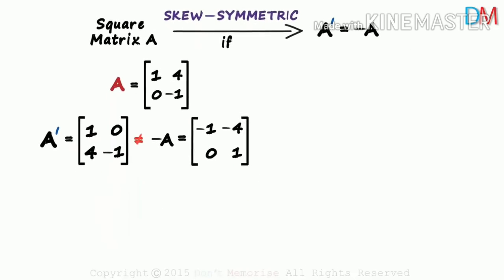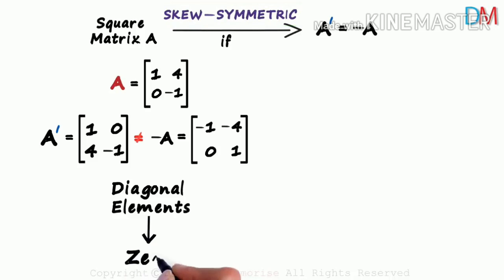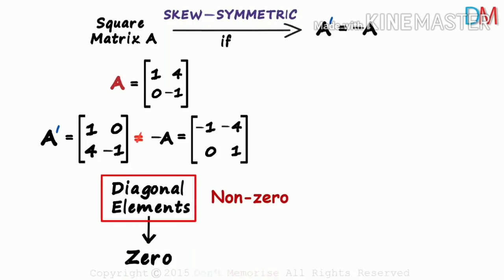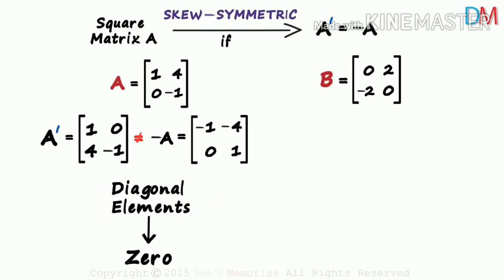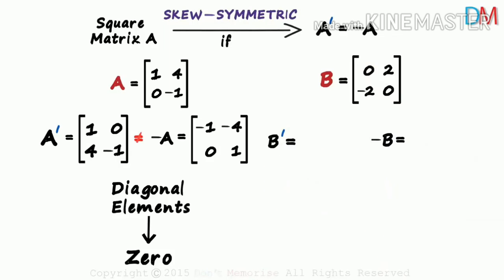Let's zoom out and write the condition. For the matrix to be skew-symmetric, the diagonal elements have to be 0. If the diagonal elements are non-zero, the matrix can never be skew-symmetric. Look at matrix B. Is it skew-symmetric? It is a square matrix and the leading diagonal elements are also 0. So it may be skew-symmetric. So let's find B transpose and negative B. Pause the video and try to find each.